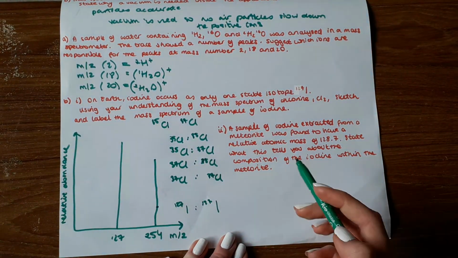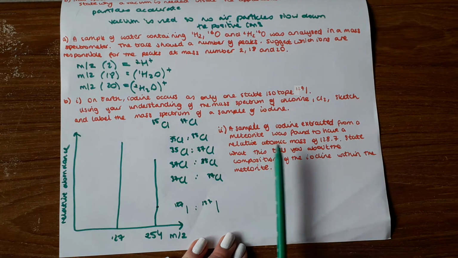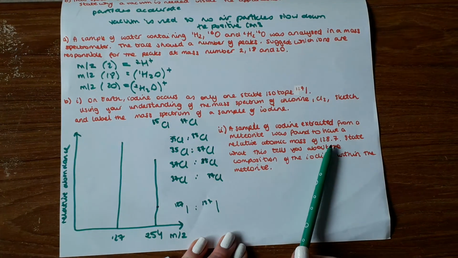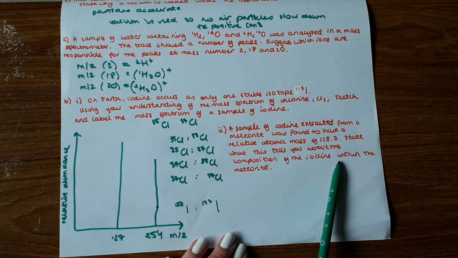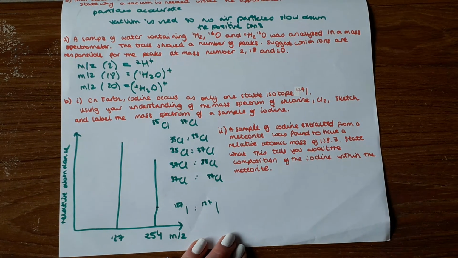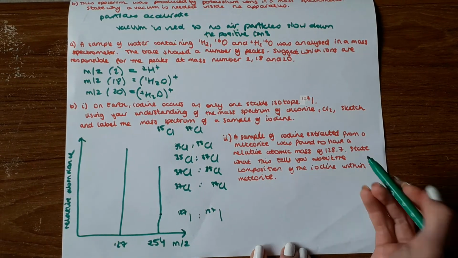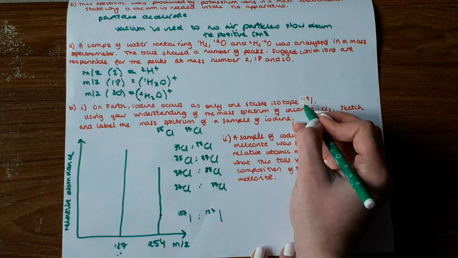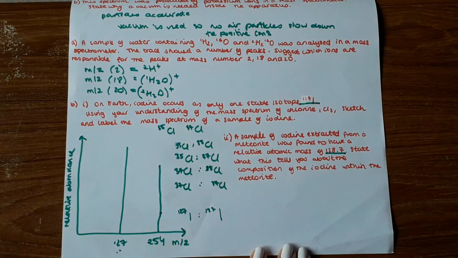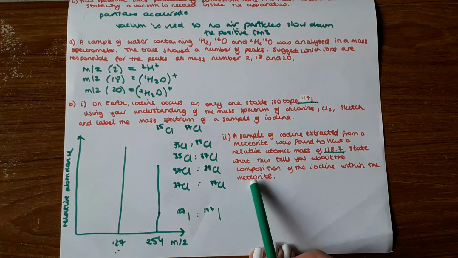And the last bit, a sample of iodine extracted from a meteorite was found to have a relative atomic mass of 128.7. State what this tells you about the composition of the iodine within the meteorite. So this is different than the isotope found on Earth, because it's not Earth anymore. It's meteorite now.